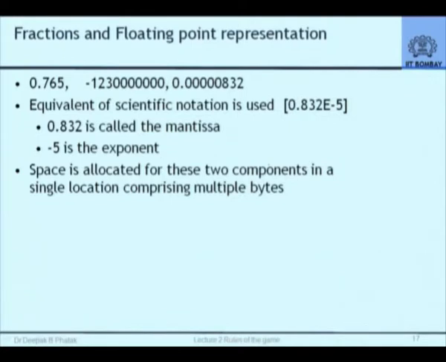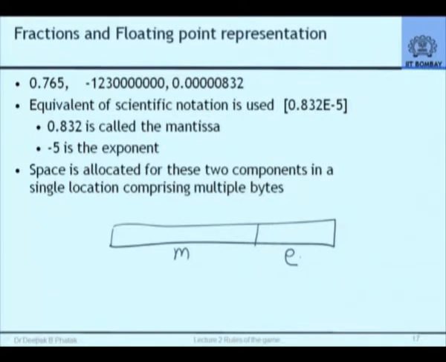Fractions and floating point representations, we had discussed this earlier. We'll write these as fractional numbers. The equivalent of scientific notation used is some fraction followed by the letter E followed by some number. And these are 2 components, mantissa and exponent. So actually space is allocated for both these components inside consecutive bytes. So for example, I have a large location. It may have 2 bytes, 4 bytes, 8 bytes, I don't care right now. But a few of the bits will be reserved for storing mantissa and a few of the bits will be reserved for storing exponent. I'll also tell you why it is called floating point.